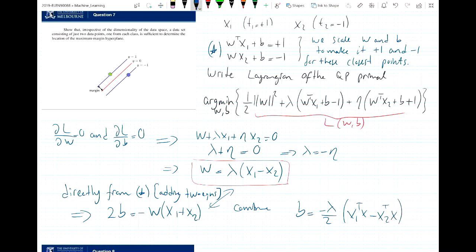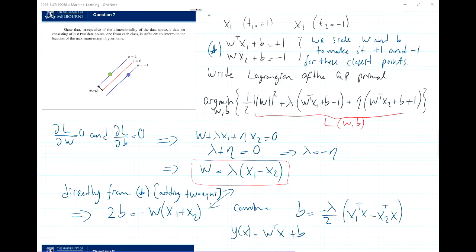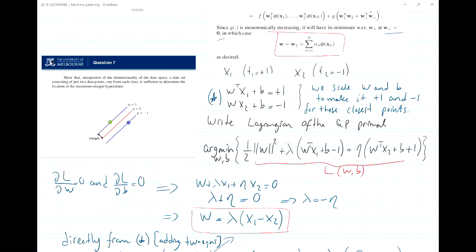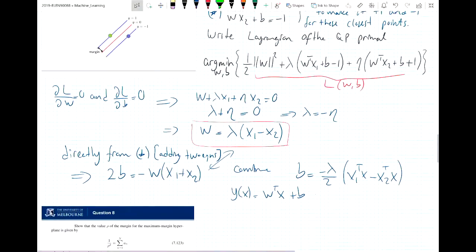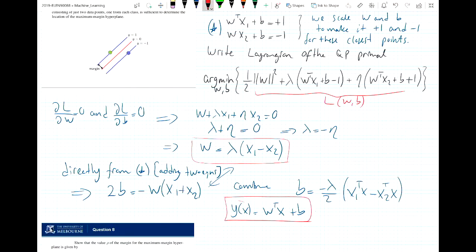So I've got the W and b. Notice both of them are in terms of lambda, right? So I can now write y of x equals W transpose x plus b, right? That's basically my decision boundary. In this case, linear. Note that y of x has a lambda, positive, so it can be scaled and it would still be valid. We don't have enough equations to get rid of the lambda, but we don't need it either.